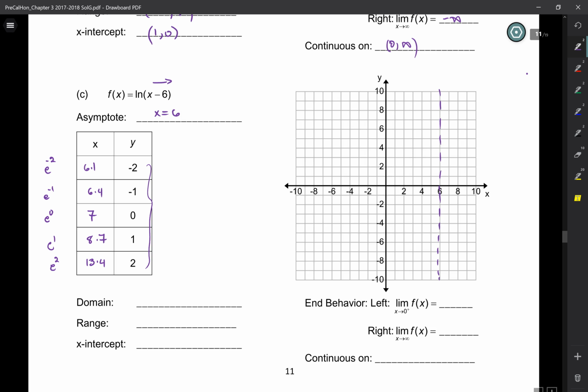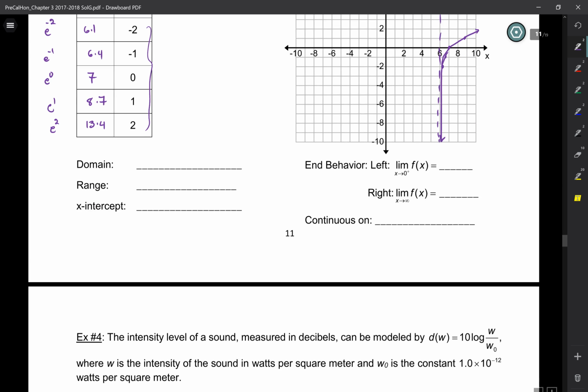So now, when x is 6.1, we're at negative 2. 6.4, we're at negative 1. 7, we're at 0. 8.7, we're at 1. And then 13.4, we don't have room for. So basically, it's going to look like this. Okay? So the domain is going to be 6 to infinity. The range is all reals. The x-intercept is 7, 0.